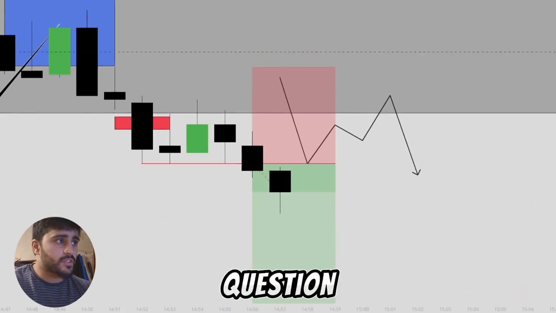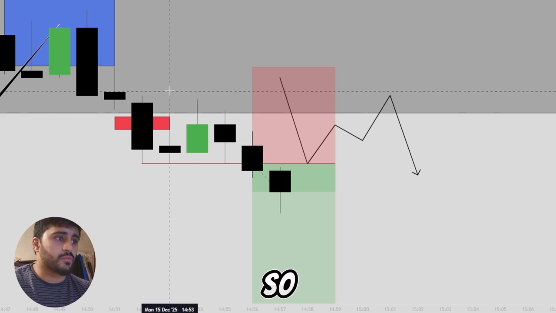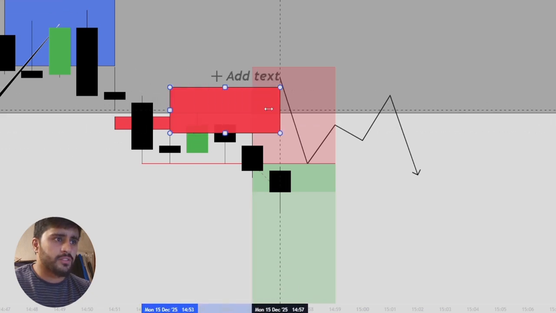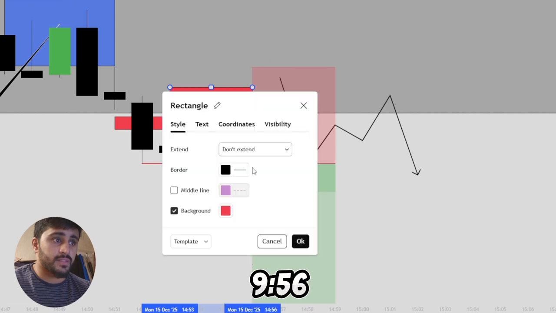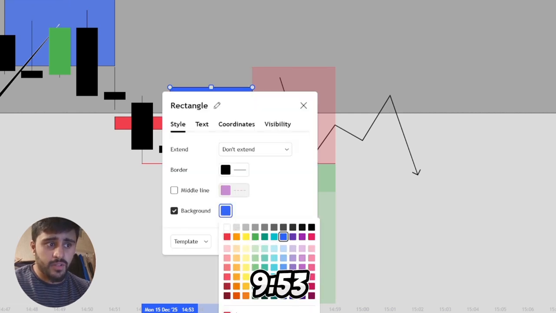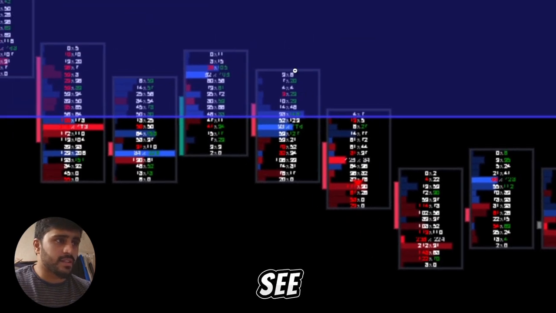So the next question is, what was going on here? What was going on at the retest? We want to know what was going on here. This is between 9:53 and 9:56 Eastern. 9:53 to 9:56, what is going on? Now, that we can see a lot more clearly via the footprint charts.